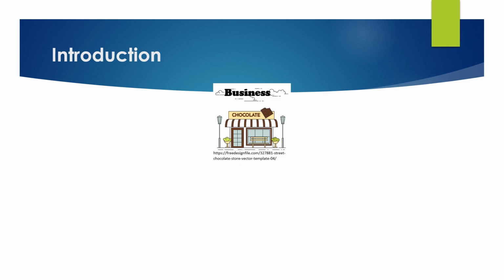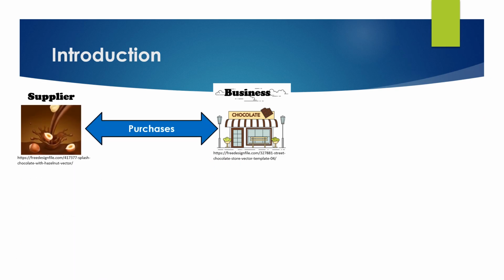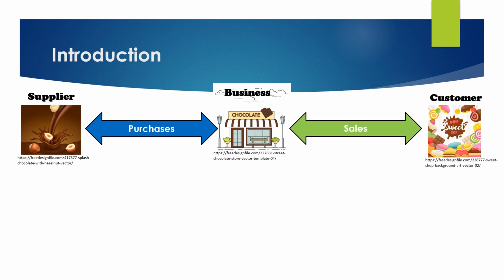In business, the main transactions are purchases of goods and services from suppliers and sales of goods and services to customers. There are two ways that a business can make a purchase or a sale. Firstly, on cash, or secondly, on credit.